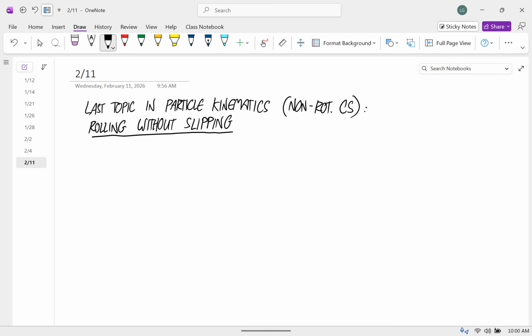To understand the way this works, I think it's helpful to think for a second about what it means for something to slip. So imagine a wheel rolling along the ground. What would it mean for that wheel to slip?